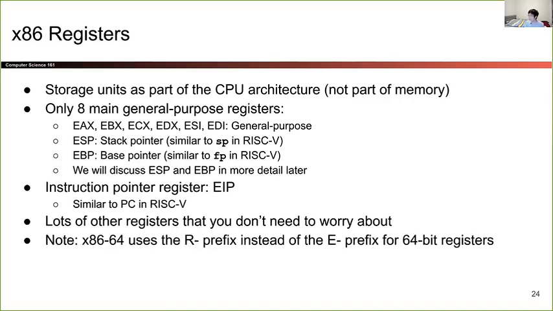In x86-64, if you ever wanted to run GDB on your own computer, which is probably a 64-bit computer, you'll see the R prefix instead of the E prefix. So instead of EAX, you'll see RAX. Instead of EBX, you'll see RBX, and so on and so forth. The stack pointer is RSP instead of ESP.